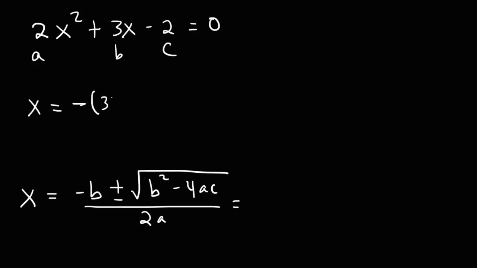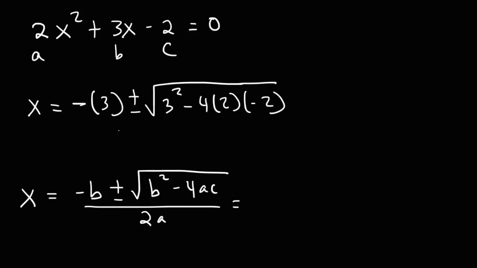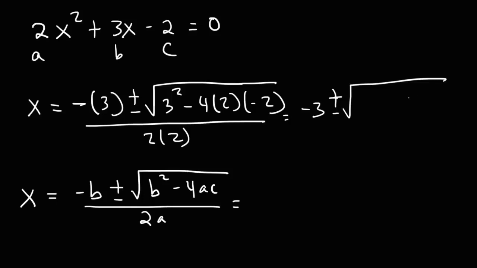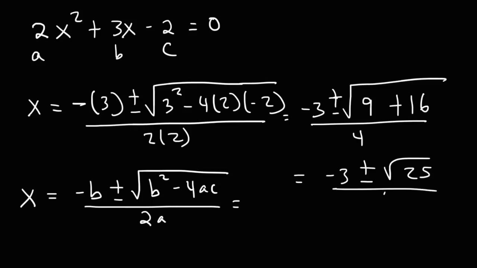So I'm going to rewrite it here: x is equal to negative b, and b is positive 3, plus or minus the square root of b squared, so that's 3 squared, minus 4 times a, which is 2, times c, which is negative 2, all divided by 2a, or 2 times 2. So we have negative 3 plus or minus the square root. 3 squared is 9, negative 4 times 2 is negative 8, and negative 8 times negative 2 is positive 16. On the bottom we have 2 times 2, which is 4. Now 9 plus 16 is 25, and the square root of 25 is 5.